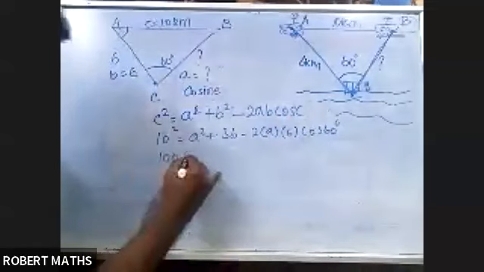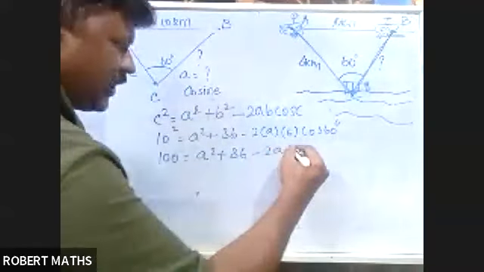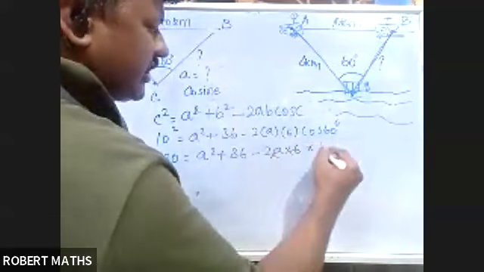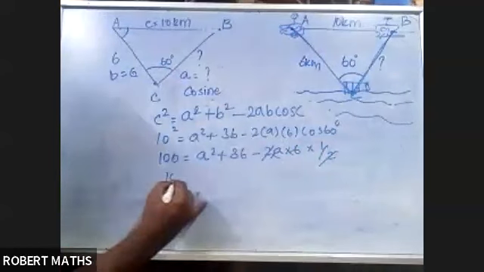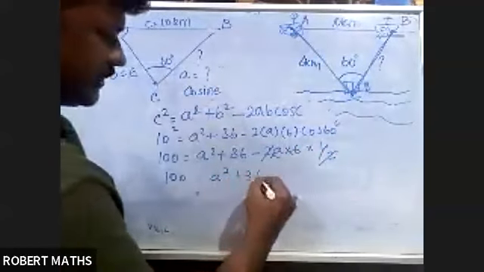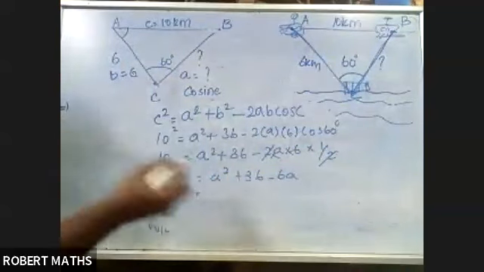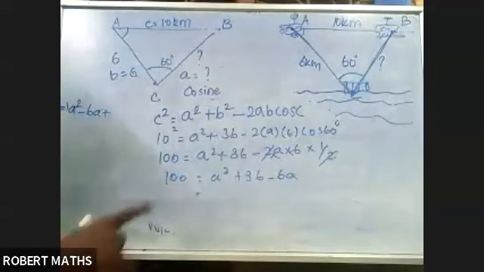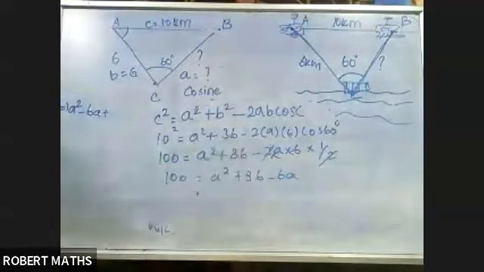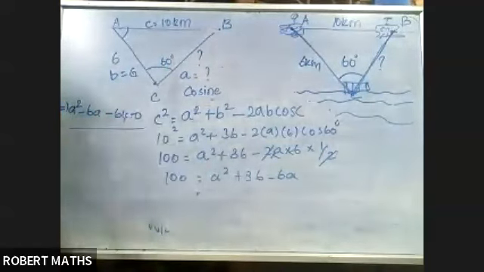Our 10 square, which is equal to 100, plus A square, plus 36 minus 2A into 6 cos 60 degree, which is equal to 1 by 2. 2 cancel. We'll get 100 equals A square plus 36 minus 6A. Now arranging in order, with 100 on the side, A square minus 6A plus 100 minus 36 minus 100, which is equal to minus 64. So A square minus 6A minus 64 equals 0. This is a quadratic equation.